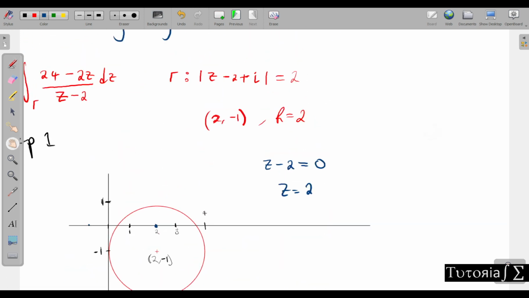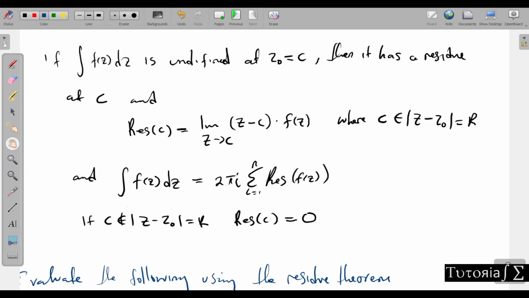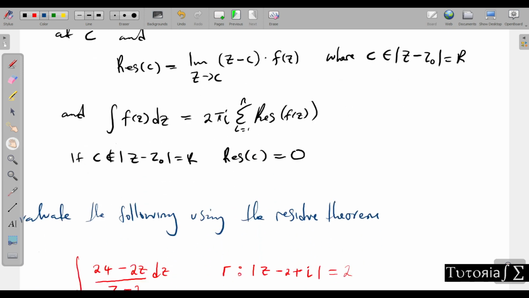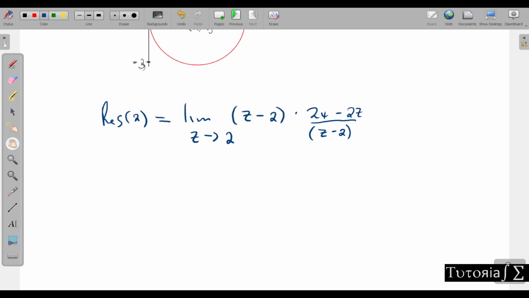Remember what we said in the residue theorem: if f of z is undefined at c, then c is a residue point. That is how we find the residue. We say z minus the point where it is undefined, take the limit as we approach that point, times f of z, which is the integrand there. Then c should be inside. If c is outside, then the residue is 0. In this case, it is inside, so we continue to finding the residue.